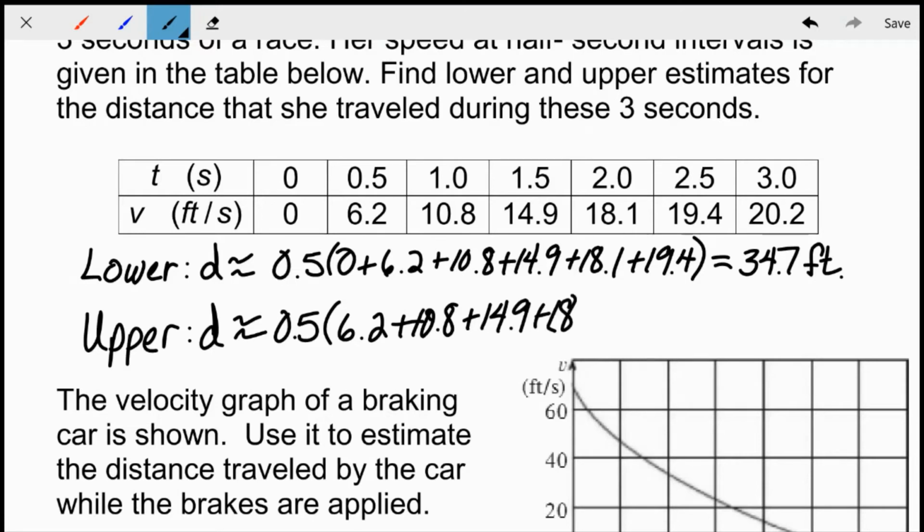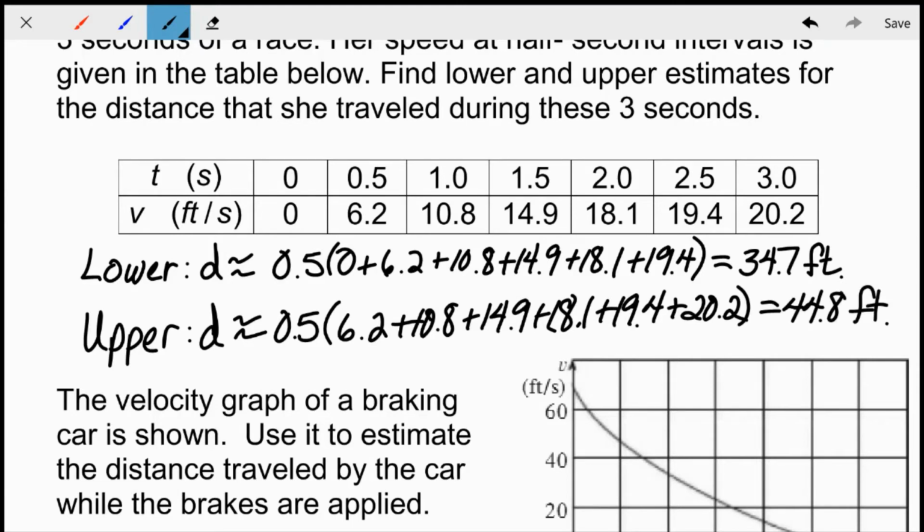So I'm going to go all the way out this time to the last term, because when I'm on that last subinterval between 2.5 and 3, my height of my rectangle would be 20.2. And when we multiply all that out, we're going to end up with about 44.8 feet.